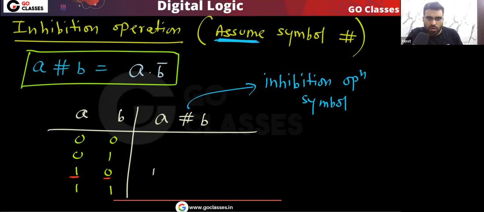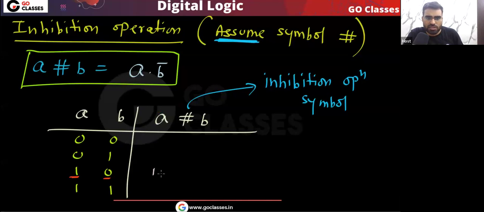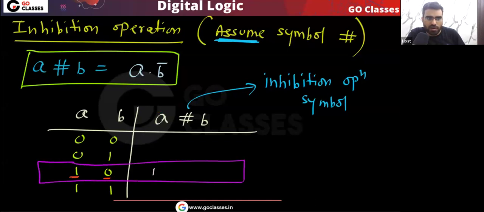Yes or no? Very simple point. The output of the inhibition operation will be 1 if the first input is 1 and the second input is 0. This is what the question is saying. So in this case, this will be 1. In other cases, it is 0.